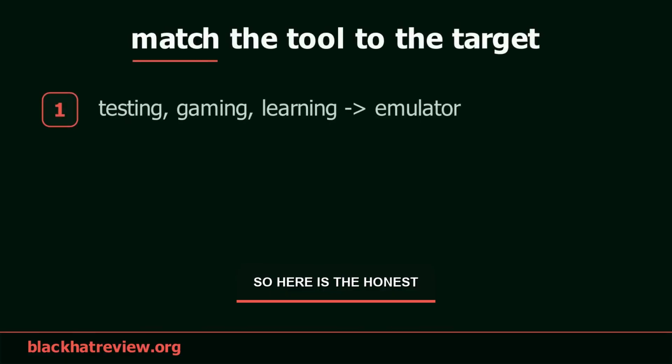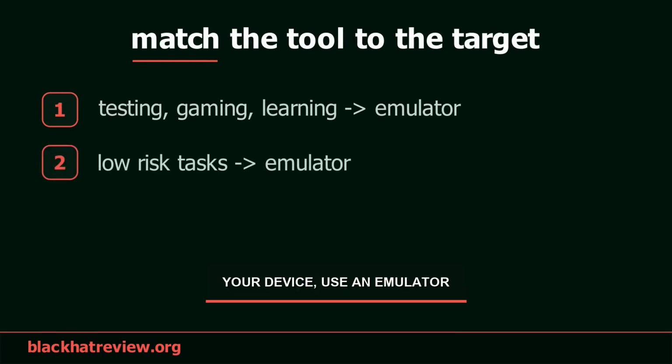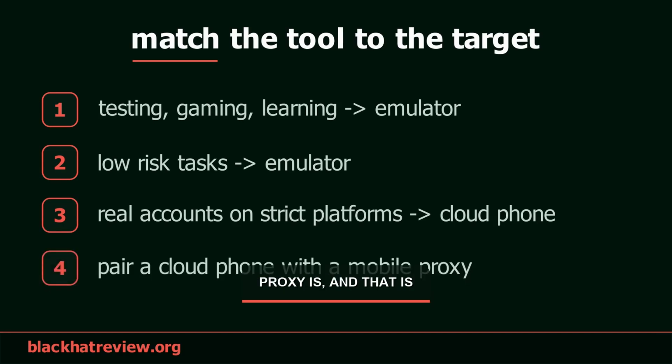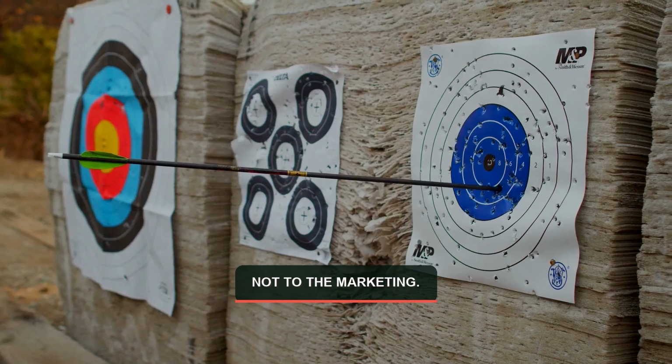So here is the honest decision, plainly. If you are testing apps, gaming, learning, or running low-risk tasks where nothing checks your device, use an emulator and do not let anyone, including me, sell you more than you need. If you are running real accounts on platforms that check for real devices, an emulator will keep getting you flagged no matter how clean your proxy is, and that is exactly when a real cloud phone earns its cost. Match the tool to the target, not to the marketing.